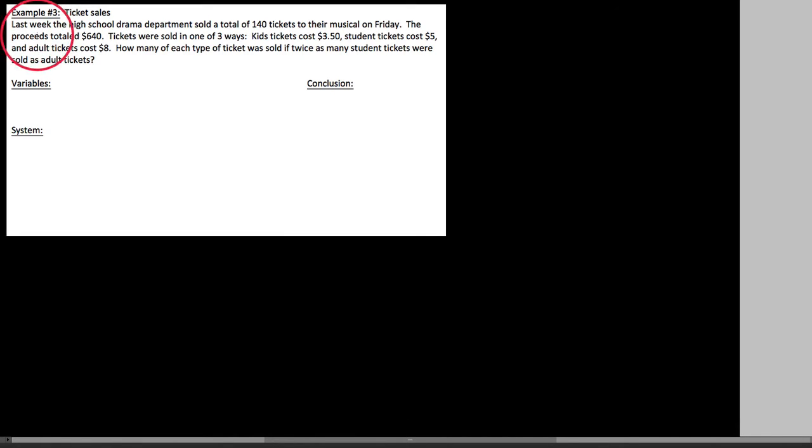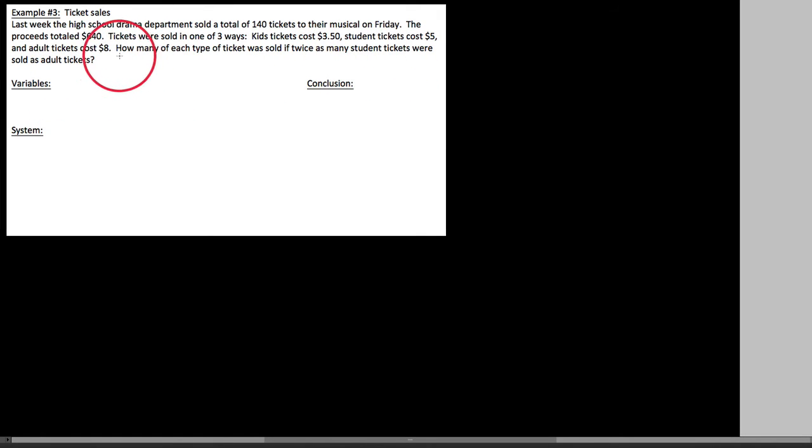So we say that last week the high school drama department sold a total of 140 tickets to their musical on Friday. The proceeds totaled $640. The tickets were sold in one of three ways. Kids tickets cost $3.50, student tickets cost $5, and adult tickets cost $8. How many of each type of ticket was sold if twice as many student tickets were sold as adult tickets?